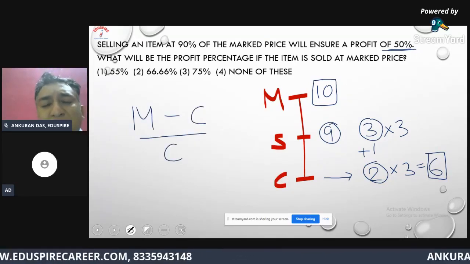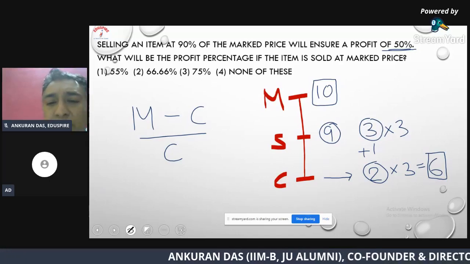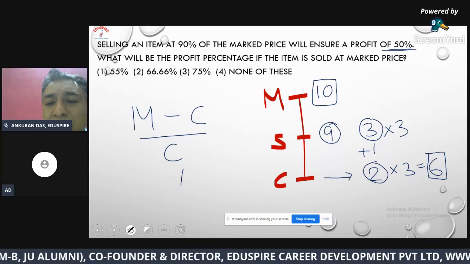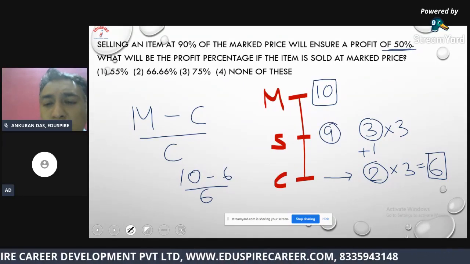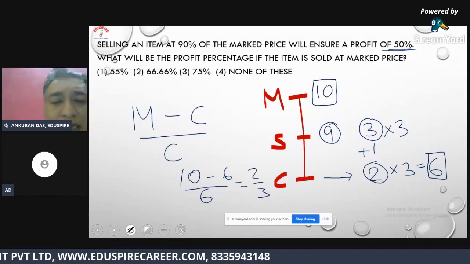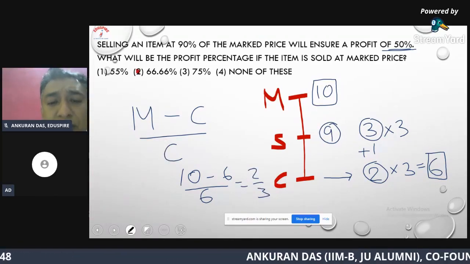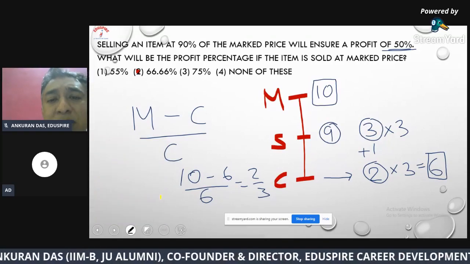So this fraction will represent the profitability, which is, of course, you can see 10 minus 6 by 6, all right, which is, of course, 2/3, and that is 66.67%, all right. So that is your answer. Option number 2, that is 66.66%.